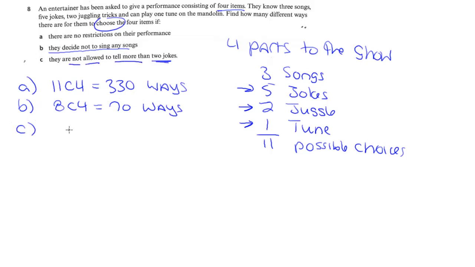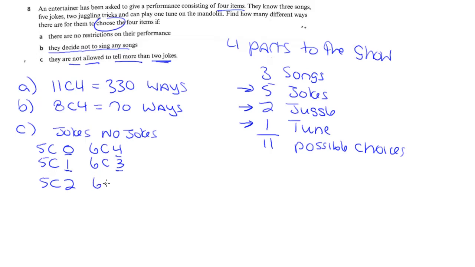Now in part C, it says I can't tell more than 2 jokes. So basically I've got a choice of taking 0 jokes, 1 joke, or 2 jokes. If I tell 0 jokes, then the non-jokes, there are 6 things left over, and I can pick 4 of them. If I tell 1 joke, I can pick 3 out of the 6, and if I tell 2, I can do 2 out of the 6. At any rate, I take these individual selections and then add them together, and I get 265.